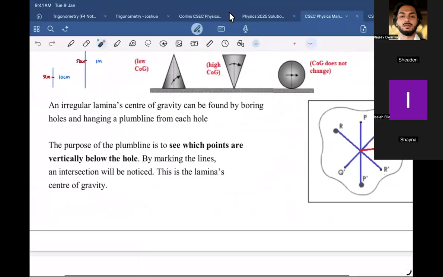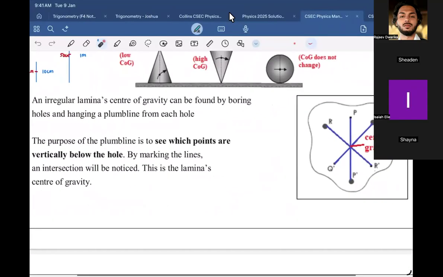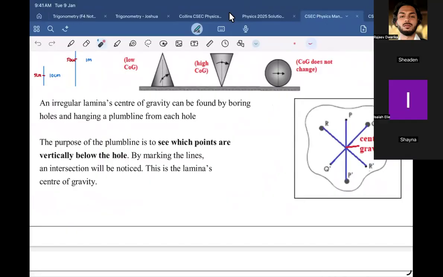Shina, I'd like you to read this part for me about an irregular lamina's center of gravity. An irregular lamina's center of gravity can be found by boring holes and hanging a plumb line from each hole. The purpose of the plumb line is to see which points are vertically below the hole. By marking the lines, an intersection will be noticed. This is the lamina's center of gravity.